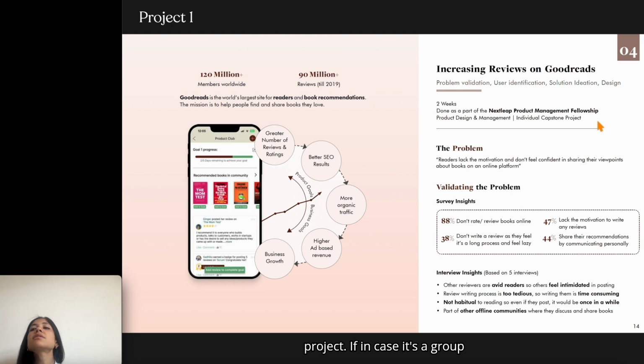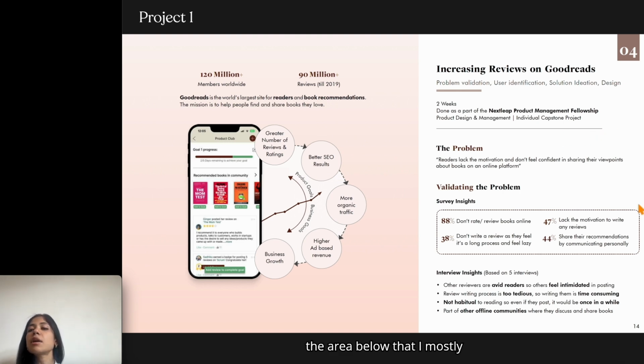If in case it's a group project, or the projects that I included which were done as part of a group, I had clearly mentioned the number of people in the group and also what my individual contribution to that project was, because they want to see what all you are able to achieve within a project. So this section I used to set the context.